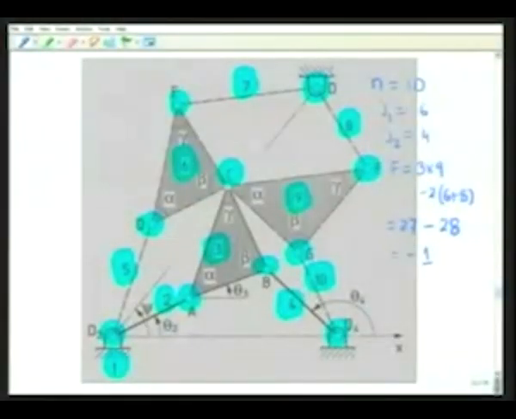However, if we look at this figure, what we see is that O2ACD is a parallelogram, O4GCB is another parallelogram, and OFCE is another parallelogram. Not only that, these ternary links, that is number 3, number 9 and number 6, all these 3 ternary links are similar triangles as indicated by the angles alpha, beta and gamma.